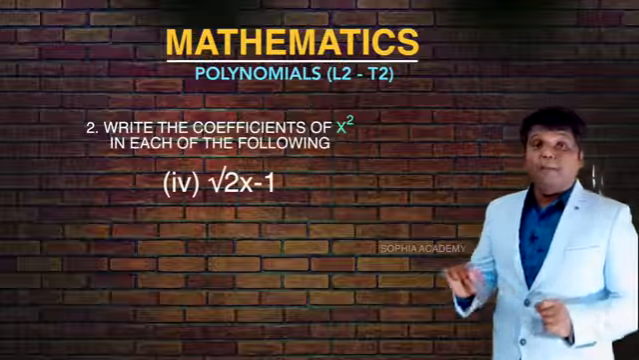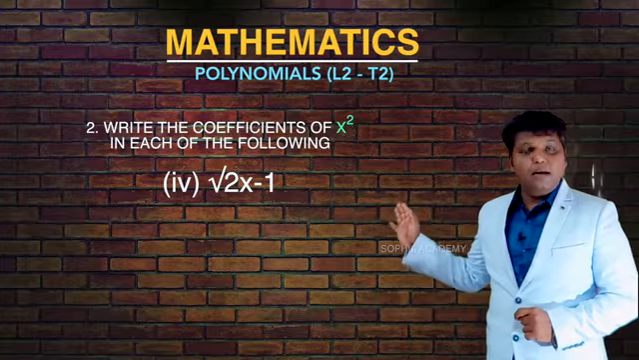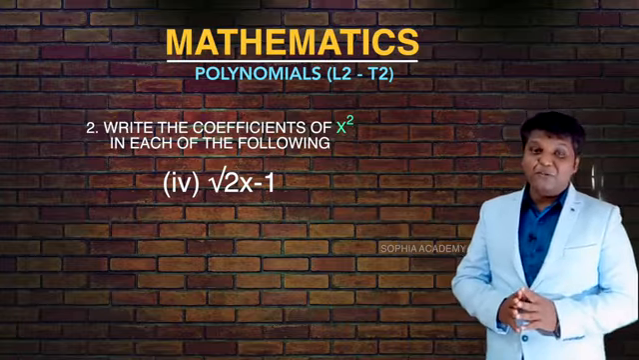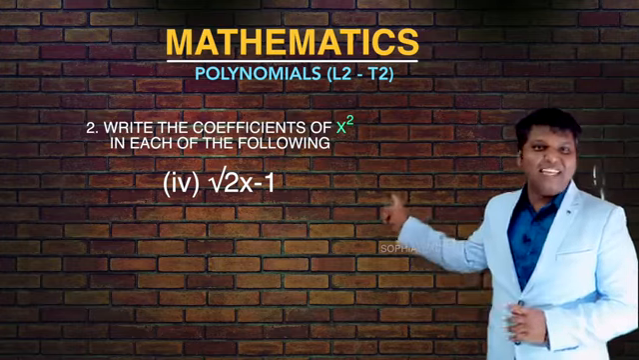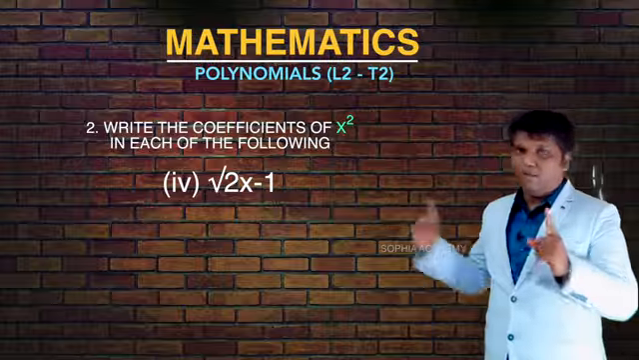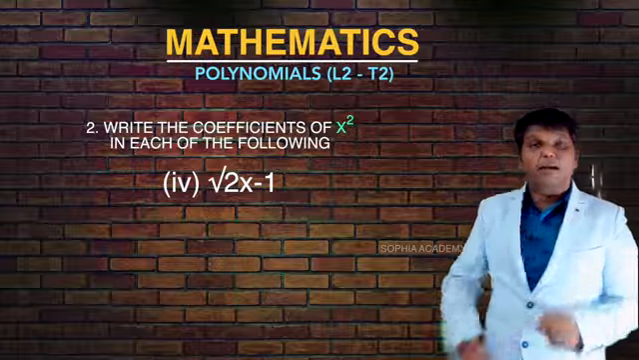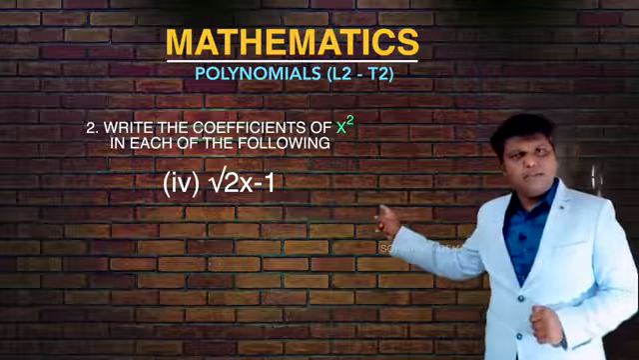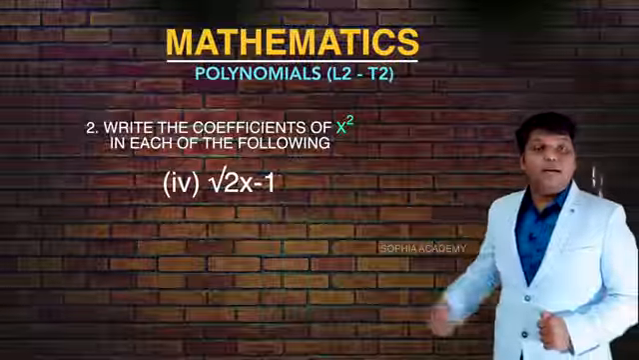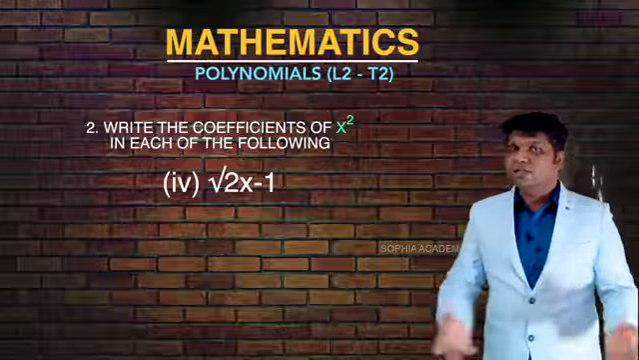Root 2x minus 1. So here we will say that root 2 is the coefficient of x, right? It's the coefficient of x. It's not the coefficient of x square. What was our question? What did I tell you? Fix your eyes on the term x square. My question is, in this question, is there any term of x square? No, because you can see it is root 2x, not x square. The term x square is missing. That means there is no term, that means there is no coefficient.